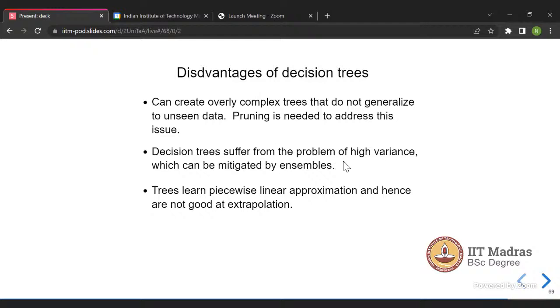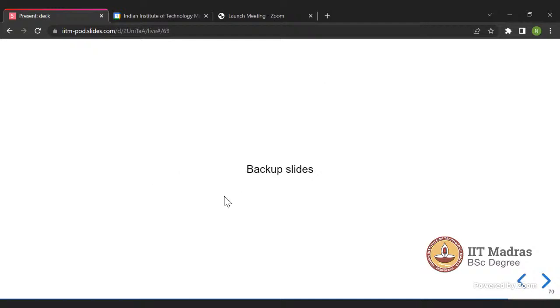It may also have high variance just because it learns the noise in the data set, and as we grow a large tree, it makes predictions on fewer examples. In that case, the variance will be higher for decision trees. And trees learn a piecewise linear approximation, and hence are not good at extrapolation. So these are some disadvantages of decision trees. So this is all about week 9. If you have any doubts or concerns, you can ask.